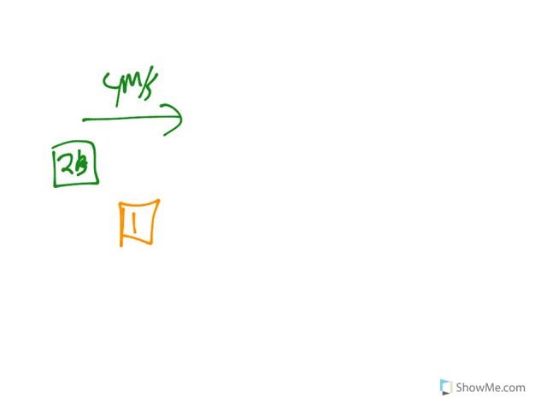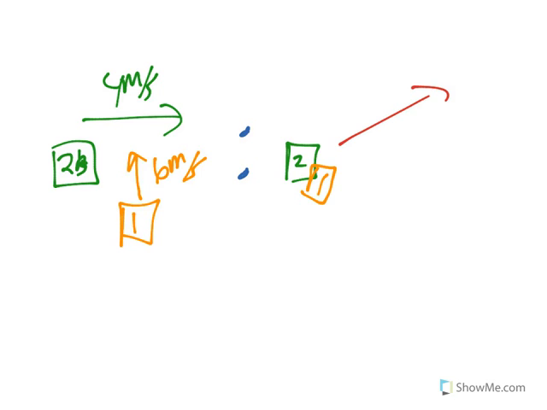Alright, next we have the two objects that are moving. A 2 kilogram object is moving east at 4 meters per second, and a 1 kilogram object is moving north at 6 meters per second. After the collision, we can assume that these two objects are now stuck together and moving in some direction this way. Okay? This is the momentum that they will have, right?